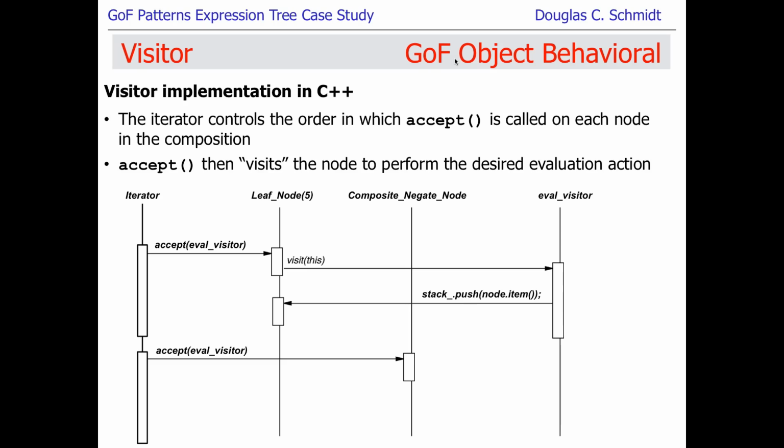We do the next one, which is a composite negate node. We visit it, and that pops the item off, negates it, and pushes it back on. What's really cool in all of this is to think of all the things we're varying and all the things we're keeping the same. What are we varying? We're varying the iteration order. We're iterating in a different order. So that's one thing that varies.